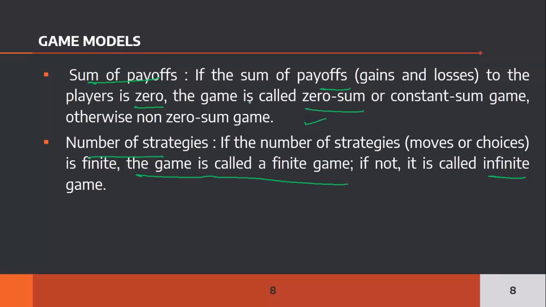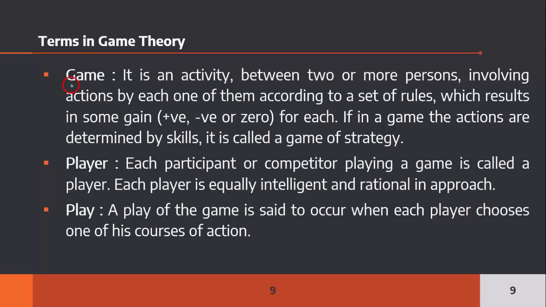Now we will see some general terms used in game theory. The first term is a game. It is an activity between two or more persons involving actions by each one of them according to a set of rules, which results in some gain, that may be positive, negative, or zero for each. If in a game the actions are determined by skills, it is called a game strategy. The second term is the player. Each participant or competitor playing a game is called a player. Each player is equally intelligent and rational in approach, so they are not naturally biased.